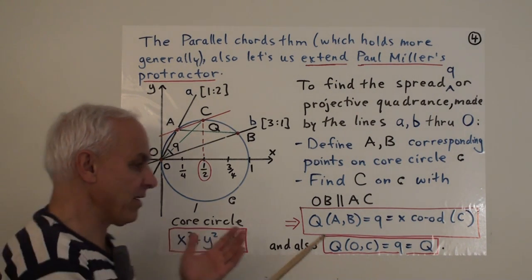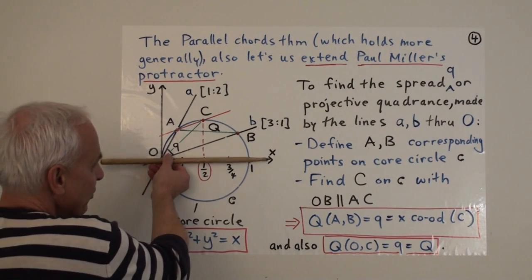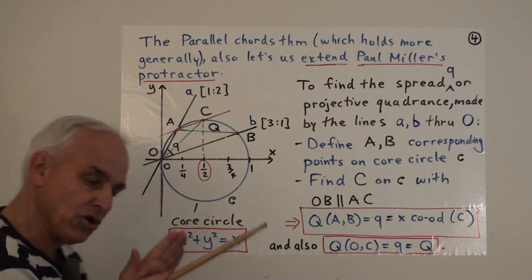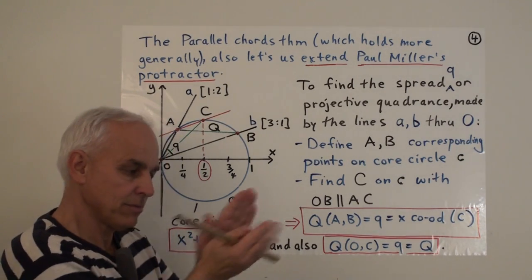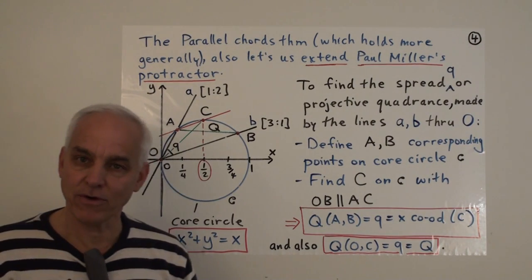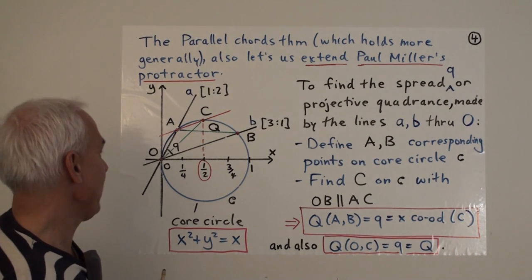So this way we can easily read off not just projective quadrances from the horizontal to some other point, but in fact any 2 lines emanating from O, and they can be in any direction whatsoever. We just perform the same trick, and we get our quadrance.